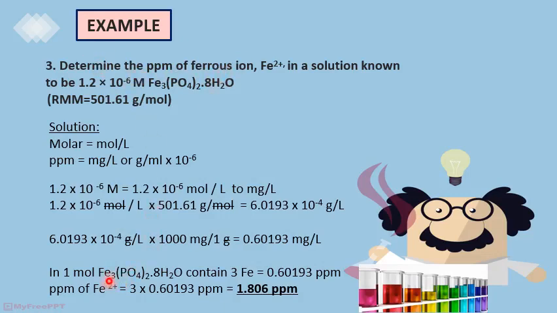So you want to calculate the ferrous ion. So this ppm, multiply with 3, since Fe is contained in the molecule 3 times, okay, 3 Fe in this molecule. So 3 times 0.60193 ppm. So the answer is 1.806 ppm for the ferrous ion.